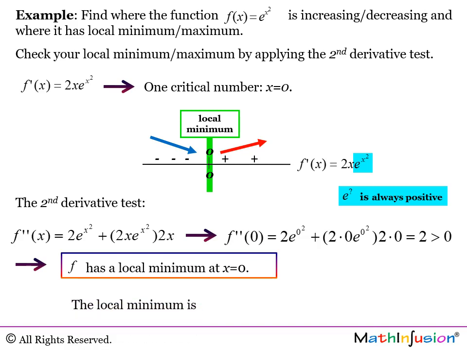What is the local minimum? This is the y value of the function, so this is f of 0. F of 0 is e to the power of 0 to the power of 2, which is e to the power of 0, which equals 1.